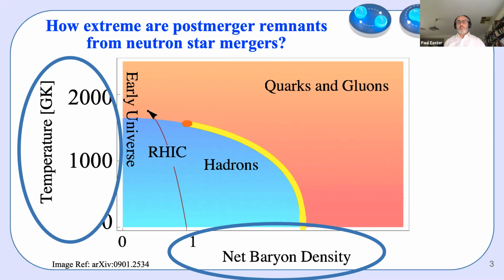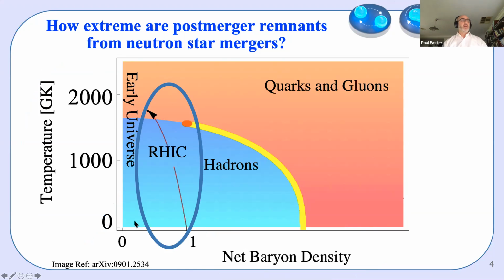The majority of matter in the universe is essentially sitting at the origin. I'm not sure whether you can see my mouse here. Most of the matter is sitting at the origin of this plot. But man-made particle accelerators can probe the parts of the parameter space shown here. They can probe up to nuclear density at quite high temperatures.